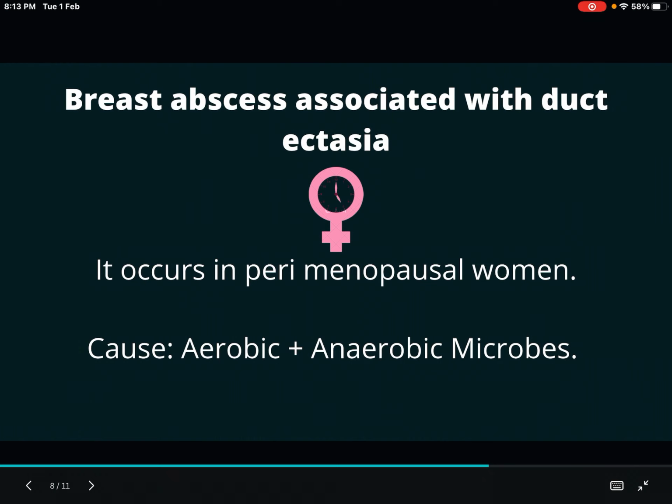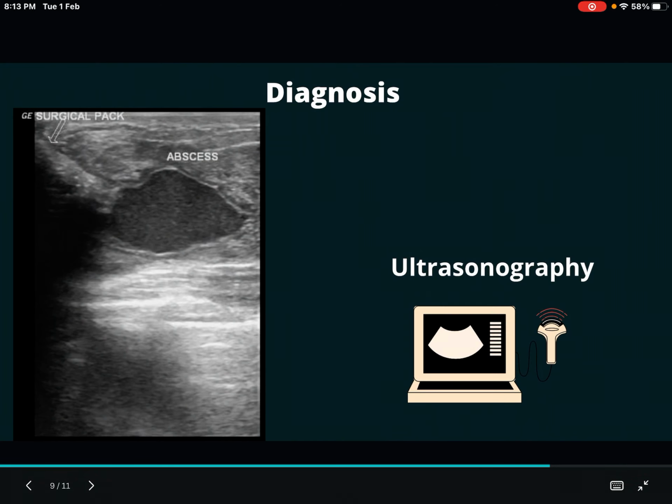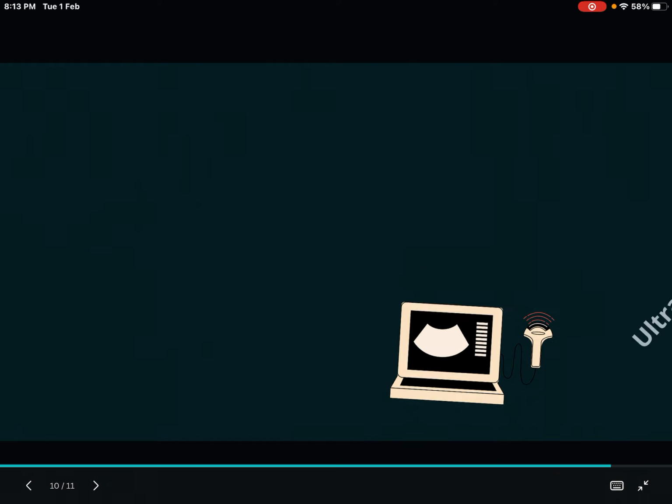Now, just coming to the second condition, that is breast abscess associated with the duct ectasia. It occurs in the perimenopausal woman. The first one is occurring in the lactating woman. The second one, the breast abscess associated with duct ectasia, it occurs in the perimenopausal woman. Now let's see what are the causes. The causes are anaerobic and aerobic microbes. Coming to the diagnosis part, the diagnosis is through ultrasonography, and you can see the abscess clearly in the ultrasonography picture.